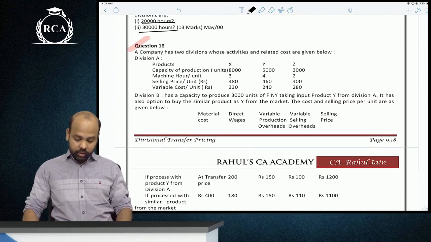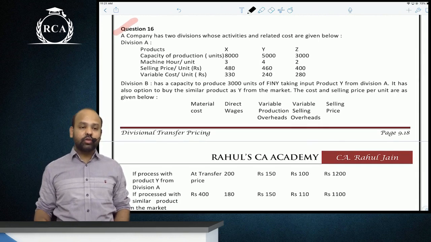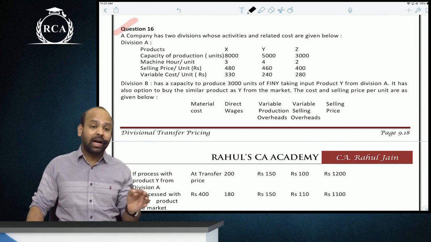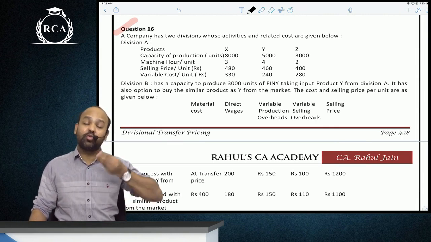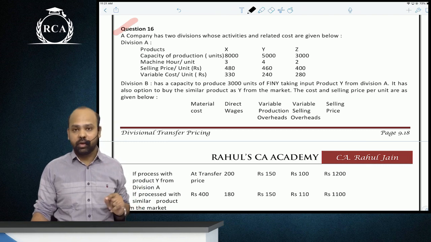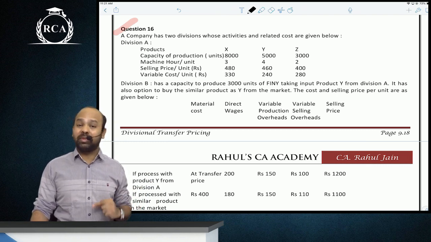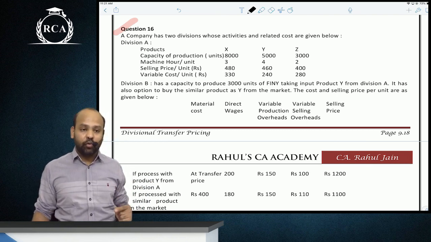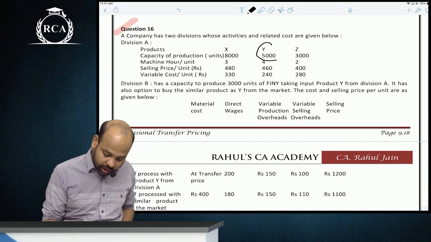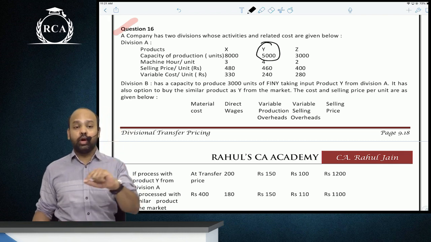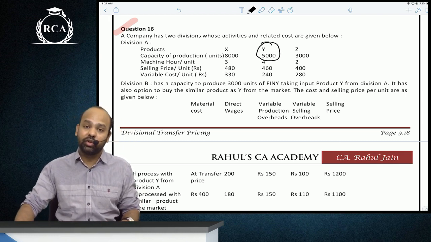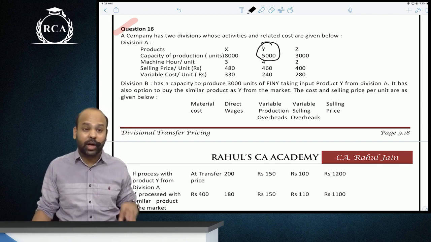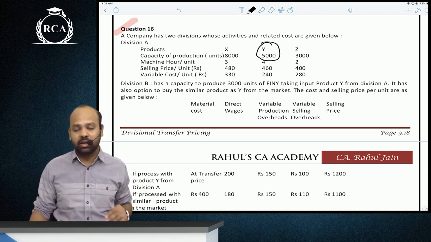Okay sir. So here when it comes to this question, guys, question number 16, the different part about this question beta is that this question has production capacity given product wise. Previous questions beta, they gave us maximum demand for each product. So here, guys, even if I want, I cannot manufacture more than 5,000 units of Y. I know I have to transfer 3,000 units of product Y to the other division. I have to take a decision regarding internal transfer.